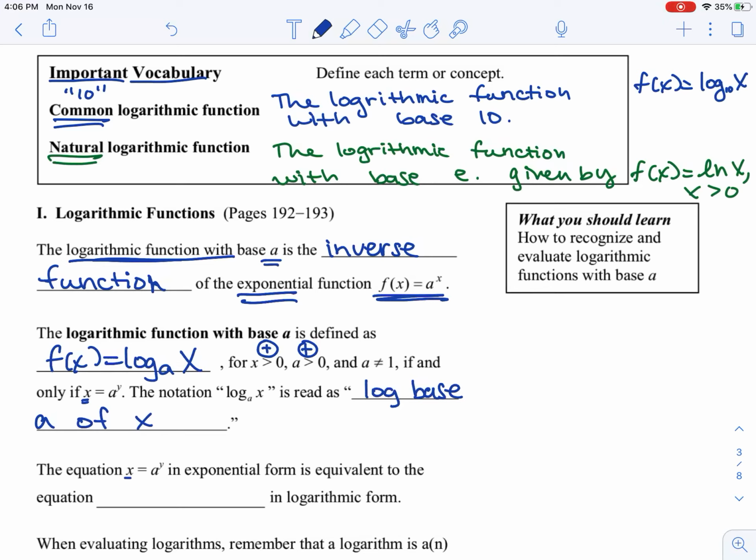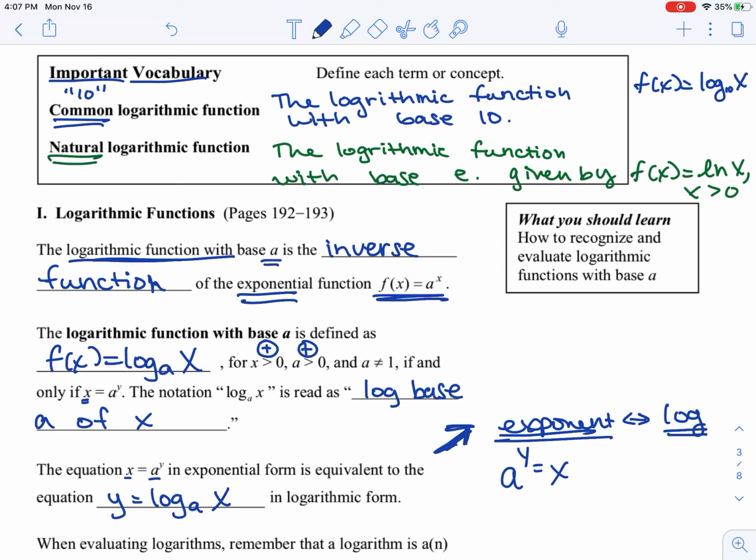And the equation x equals a to the y in exponential form is equivalent to the equation y equals log base a of x. Okay, really quick, I just want to show you something about that. If we're going from exponential form to logarithmic form, this is going to be something that you do a lot of. If you have something in exponential form like a to the y equals x, we're going to use an acronym.